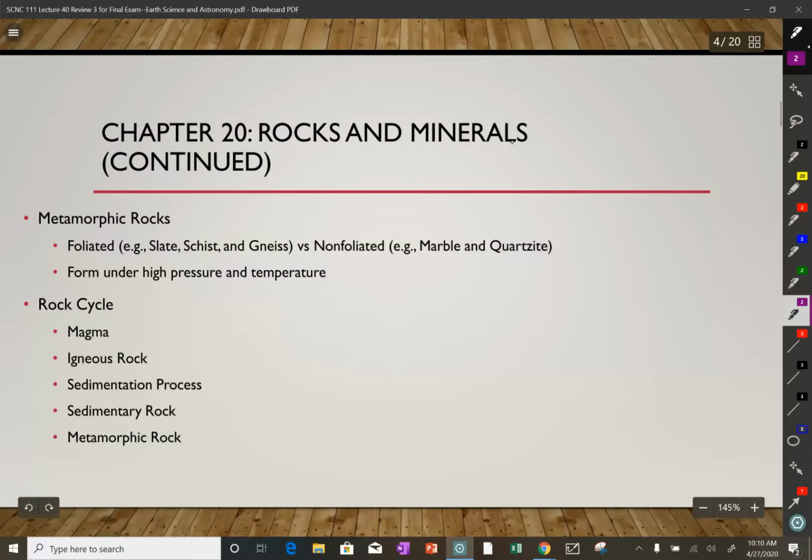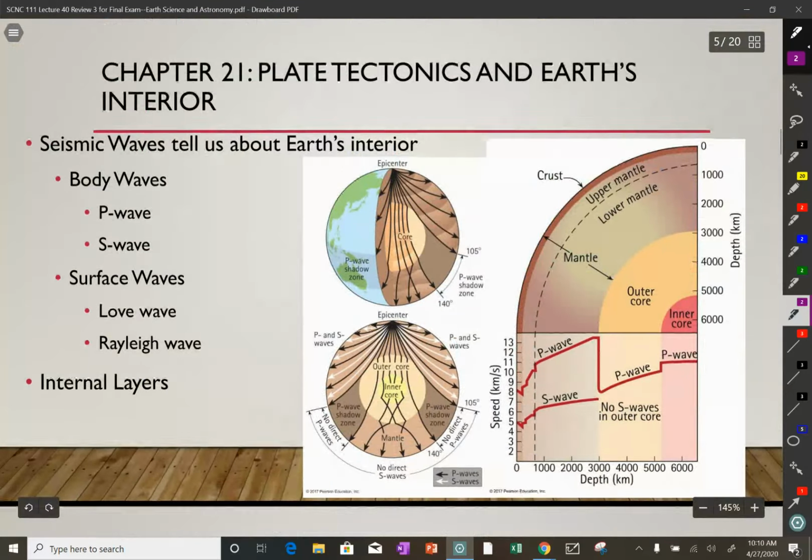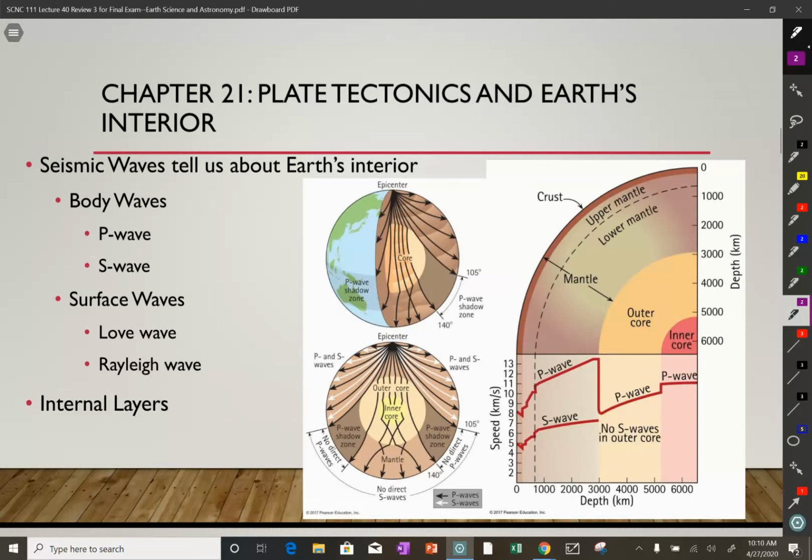The rock, I didn't really talk about these. I'm just going to pass them by. How do we know anything about the interior of the Earth? It comes from seismic waves. Seismic waves, we have the surface waves, the Love waves that are jiggy-jaggy back and forth, and the Rayleigh waves that are rolling waves.